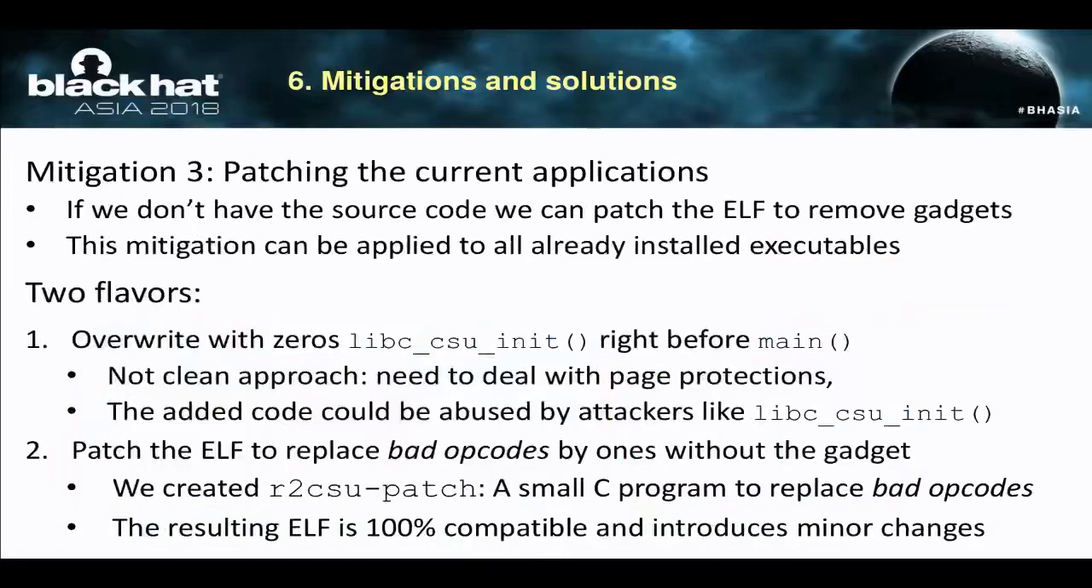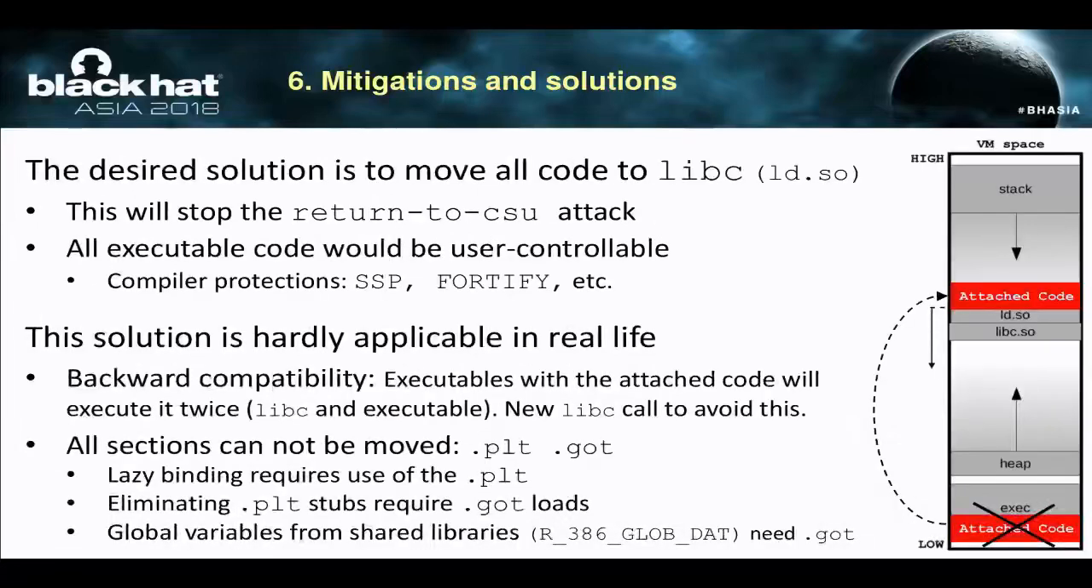A third solution could be to patch current applications. Basically, we have two flavors. Once we are in the main function, we can overwrite this code with zeros, because I am 100% sure I don't need this code in the future. This has a problem with sharing resources and all this stuff. We have also implemented a patch to achieve that. You can download this patch and apply it to all executables, and more or less you are safer, let's say. The solution that we really want is to move this attached code to the libraries area.